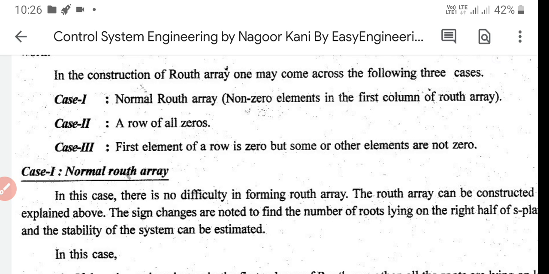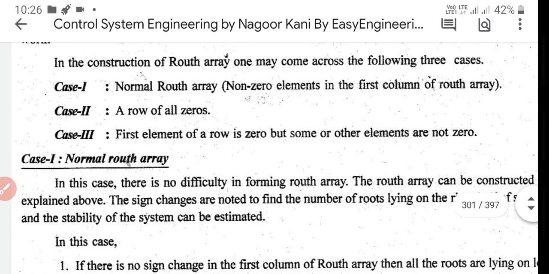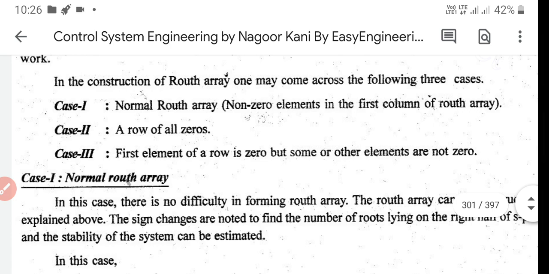The first case is the normal row array, the second case is a row of all zeros, and the third case is when the first element of a row is 0 but some or other elements are not 0. So you have three different cases for constructing the row array.